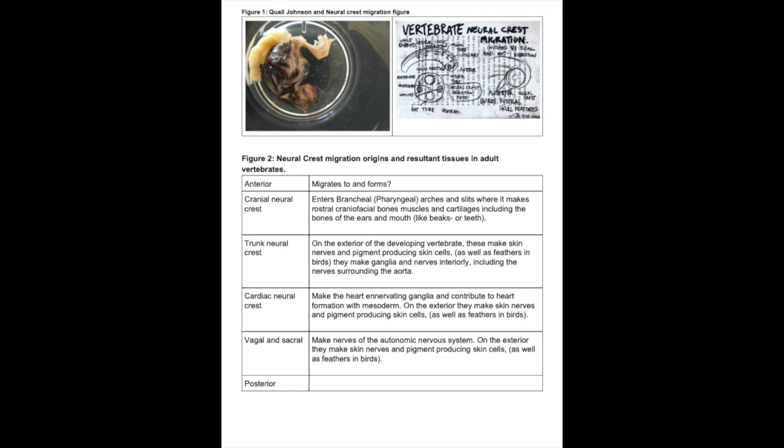So Quail Johnson's top of Quail Johnson's head is down in this Petri dish. The face is completely absent. That being said, other stuff further posterior to that formed completely and normally. So this should give you some information.